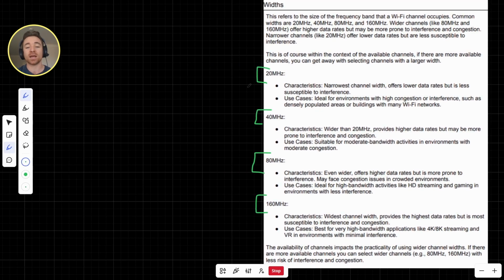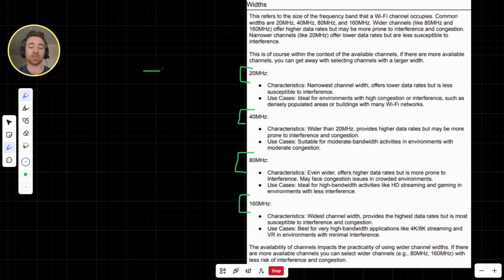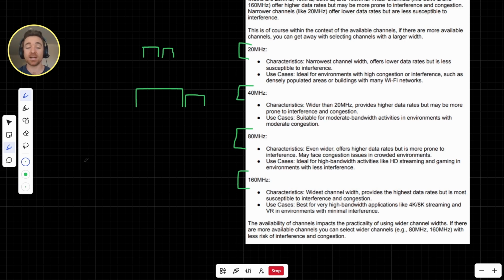So if you are going to choose the 20 megahertz, you're going to be a bit skinnier, so you're less likely to have interference, right? If you've got someone next to you, you're less likely to run into them. 40 megahertz, you're going to be a bit wider, so you can have a higher rate of data transfer, but you're getting a little bit close to that person next to you, you're more likely to run into them. 80 megahertz, it's going to double the 40, so you might end up running into somebody, at which point you're going to have some interference there.